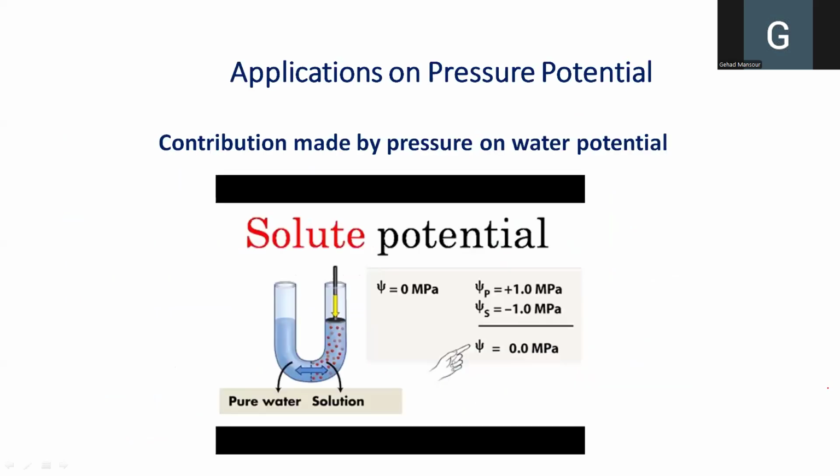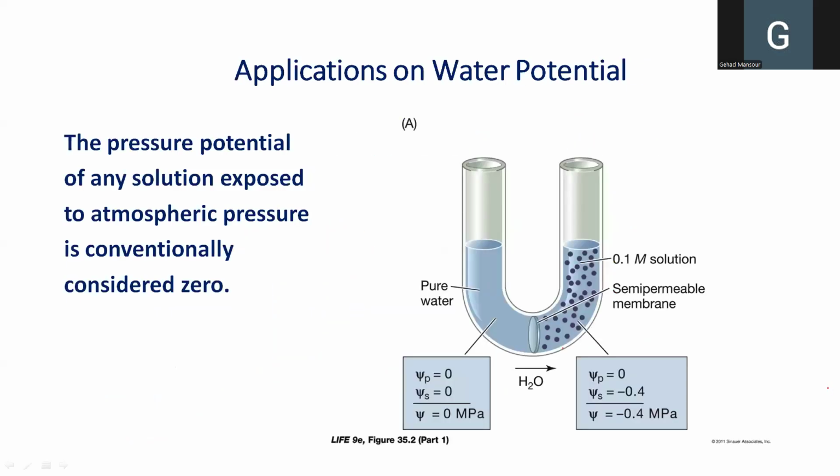Now, we can see several applications on water potential. For example, here we have pure water. Pure water has a pressure potential of 0 and a solute potential of 0. So the water potential as a whole will be 0 plus 0, meaning 0 millipascal. And millipascal is a unit of pressure.